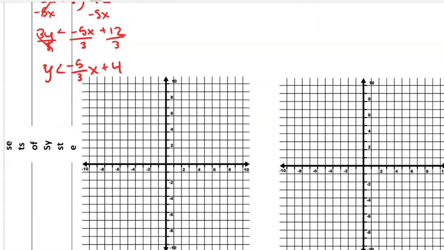So graphing that line, we always start with the y-intercept, 1, 2, 3, 4. And our slope goes rise over run. So down 5 and to the right 3. 1, 2, 3, 4, 5, right 3. And this is just less than, so we're going to have a dashed line.